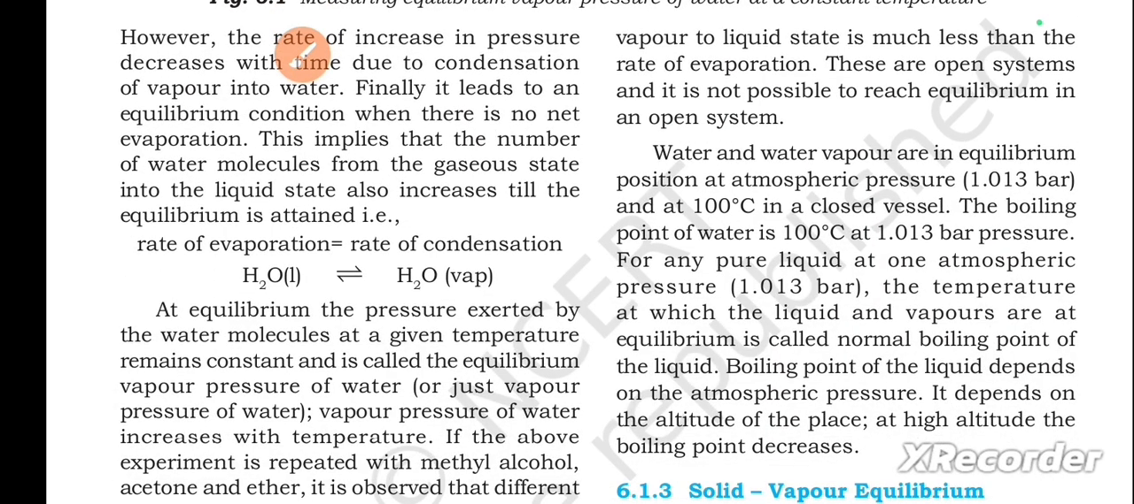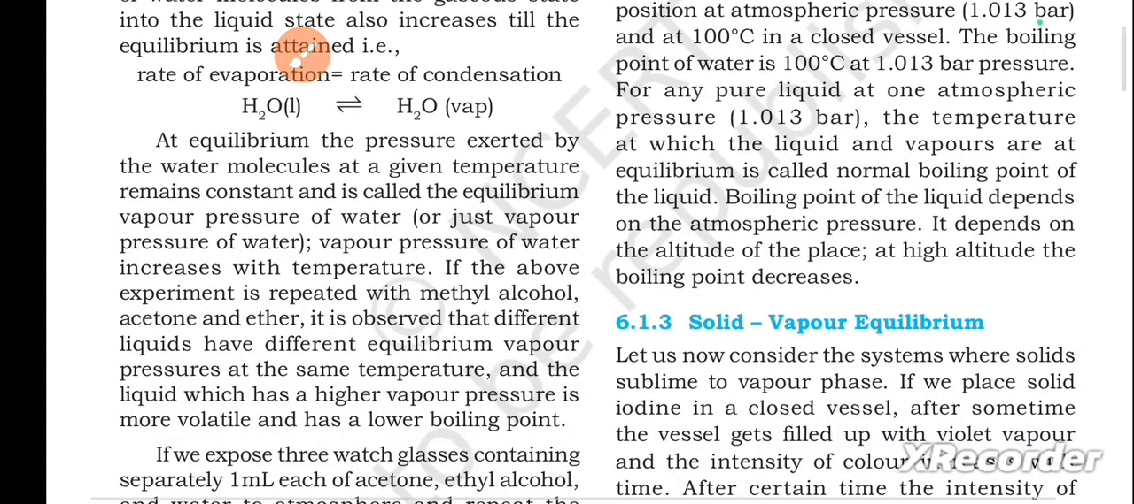This implies that the number of water molecules from the gaseous state into the liquid state also increases till the equilibrium is attained. That is, rate of evaporation equals rate of condensation. At equilibrium, the pressure exerted by the water molecules at a given temperature remains constant and is called the equilibrium vapor pressure of water. Vapor pressure of water increases with temperature.